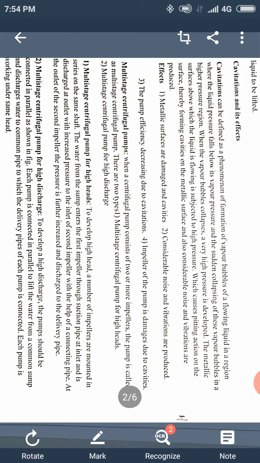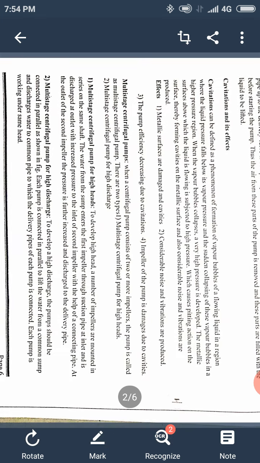Multi-stage centrifugal pump for high heads. To develop a high head, a number of impellers are mounted in series on the same shaft, and the water from the sump enters the first impeller through the suction at the inlet and is discharged at the outlet with increased pressure to the inlet of the second impeller with the help of a connecting pipe, and at the outlet of the second impeller the pressure is further increased and discharged to the delivery pipe.